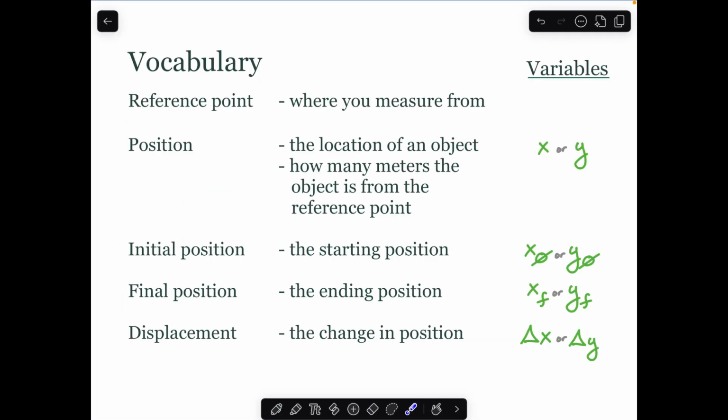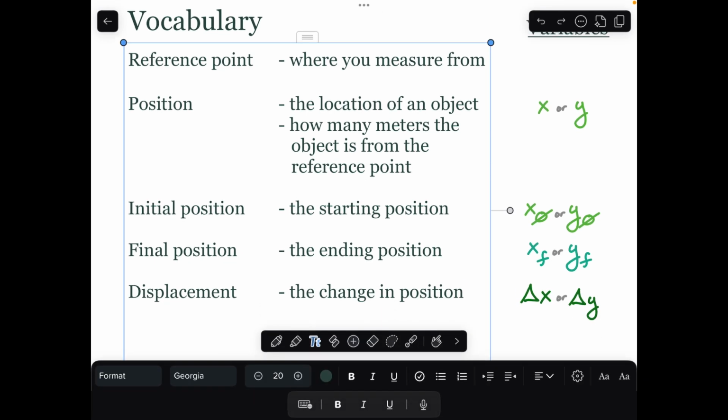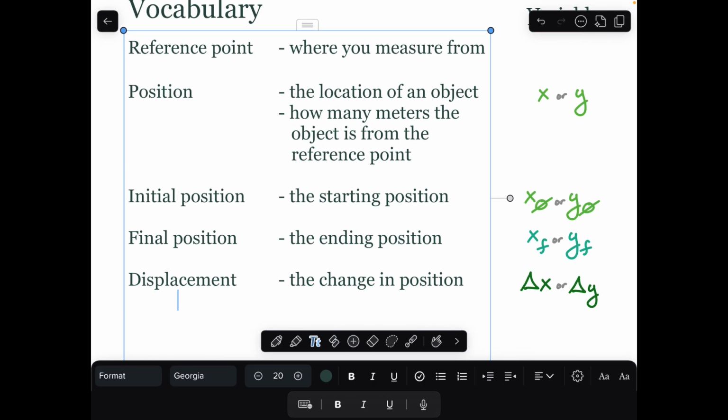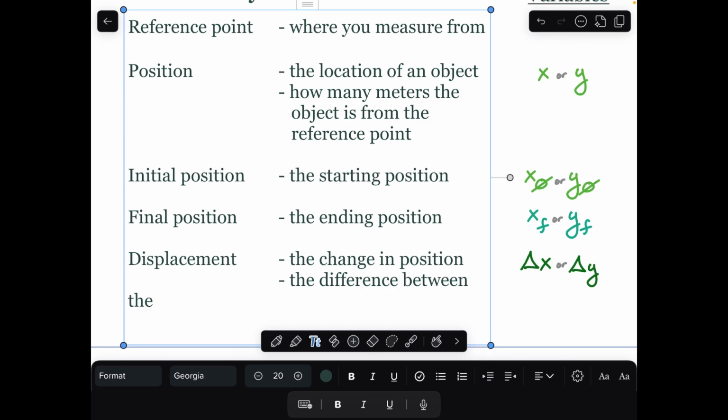I'm just now seeing that my color coding is a little bit off. I normally use this light green color to refer to both position and displacement. But in this video, I thought it would be helpful if I did final position in this color and change in position in this color. I want to give a more precise definition here for displacement. Displacement is the difference between the final position and the initial position.